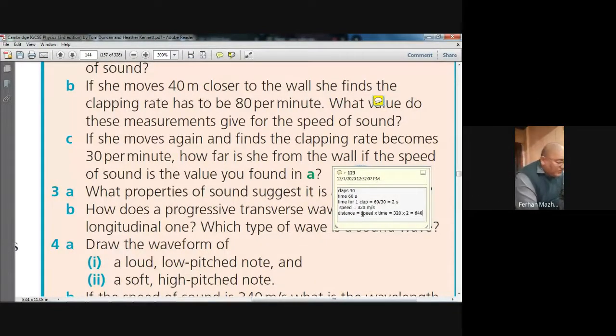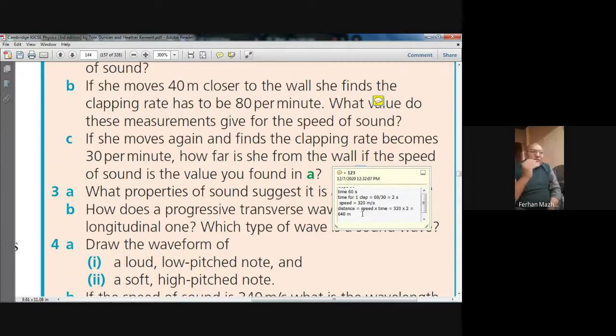640 meter. But this 640 meter is the distance traveled by the sound wave in going from the hand to the wall, getting reflected and coming back. This 640 is the distance which the sound wave covered. When you clap, the sound wave produced goes to the wall, is reflected, and comes back. So that's going and coming back. That's the total distance, 640 meter.